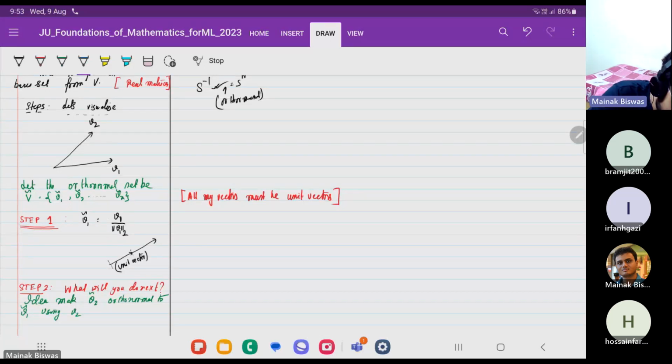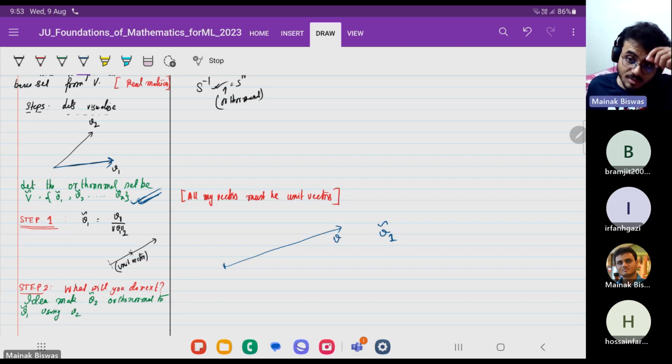I'm being given this v1. How will I convert? So step one, I have this v1. What will I do to make it a unit vector? We divide by its length. Correct. So it's a unit vector, which I'll indicate by tildes over here. So this is my orthonormal basis.